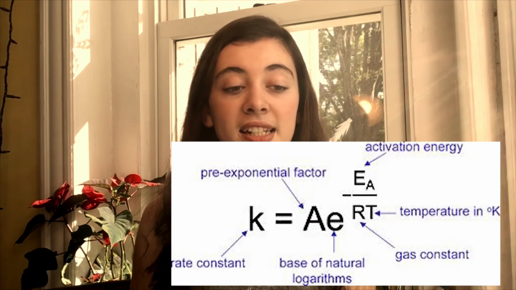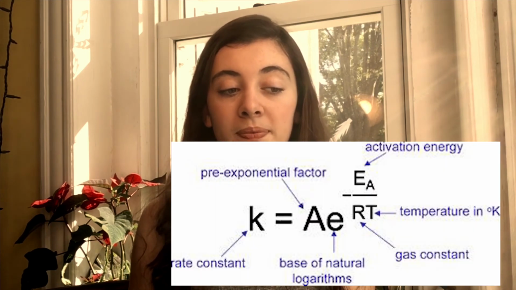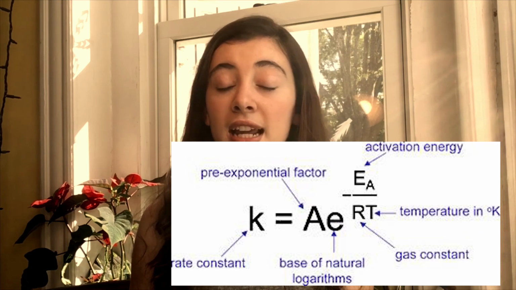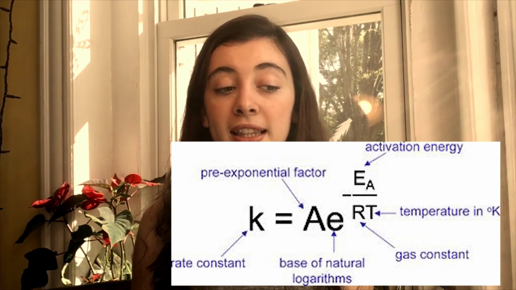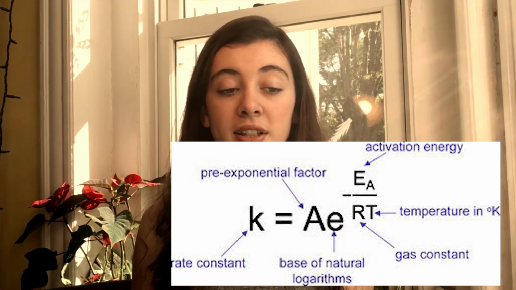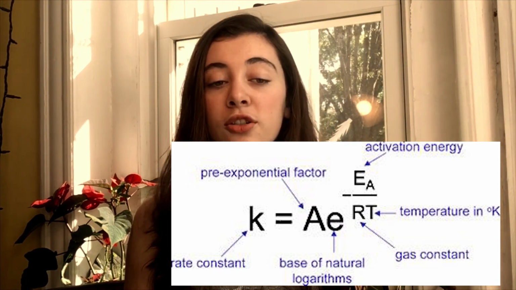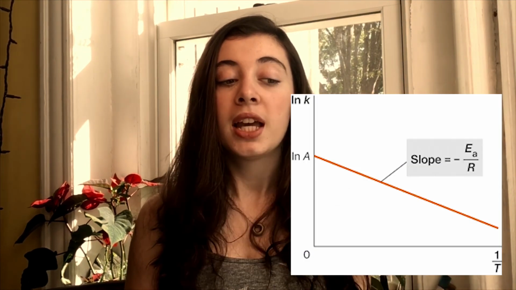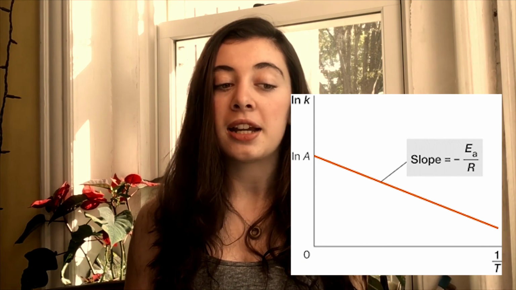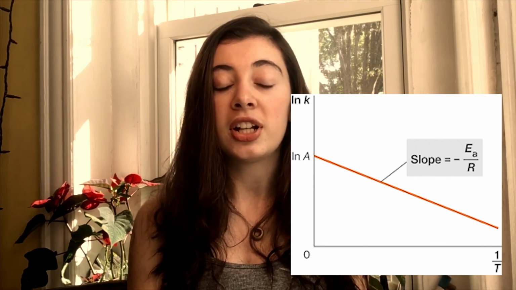You won't have to do calculations with this, but you do need to understand its relationships. k equals A e to the negative E sub A over RT. So the rate constant k is related to A, the frequency factor, E sub A, the activation energy, R, the gas constant, and T, the temperature. In a graph of ln of k versus 1 over T, the slope of the line will be negative E sub A over R, which allows you to determine the activation energy if you get a straight line graph. If you do, we say that k obeys the Arrhenius equation. That's all of kinetics. Good luck on the test.